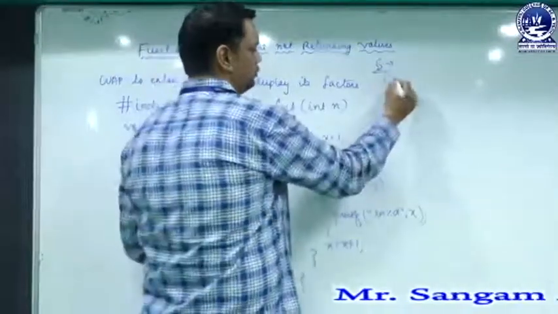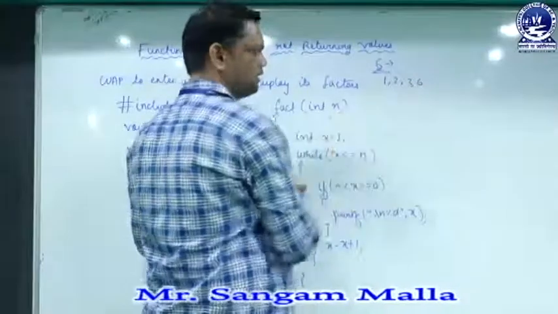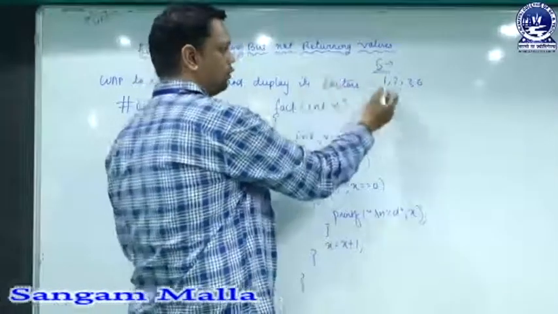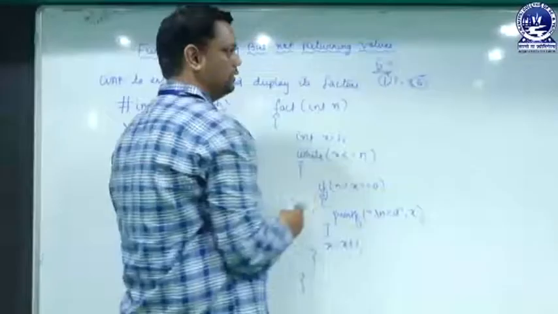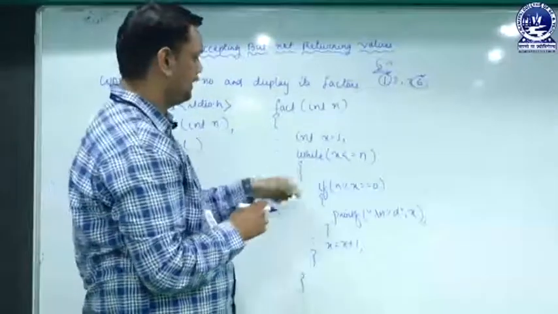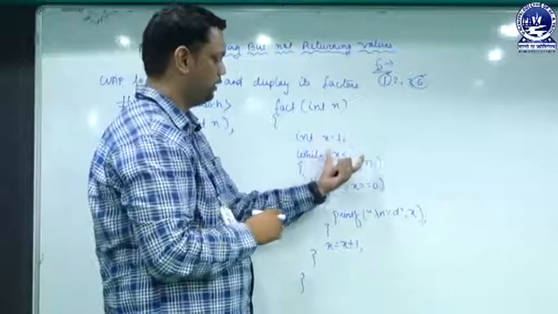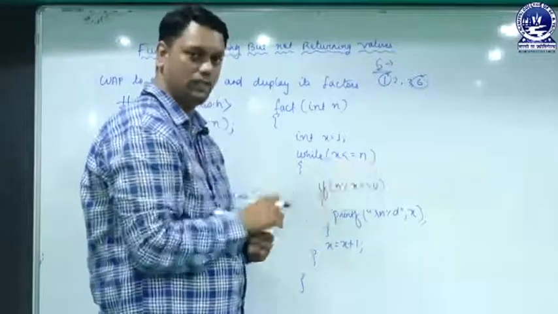So what are the factors? 1, 2, 3 and 6 are the factors of 6. You can see the factors always start with 1 and always end with that number. So that's why I have started the loop from 1 and it will move up to the original number.